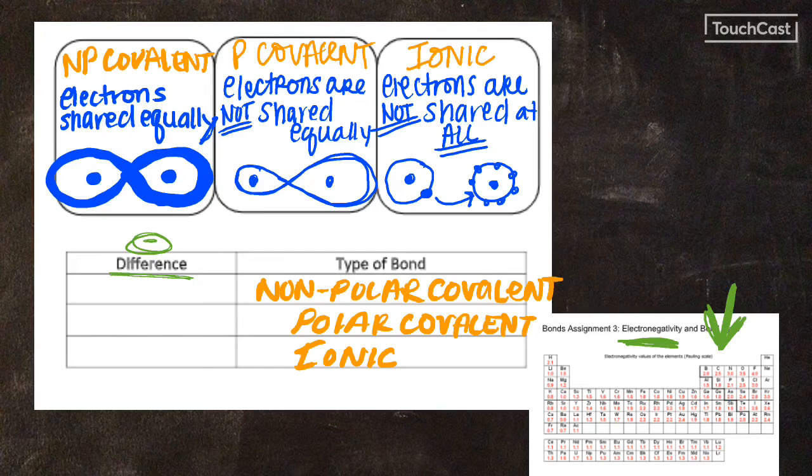If the difference between our electronegativities is between 0.0 and 0.5, we have a nonpolar covalent bond. If our difference is between 0.6 and 1.9, we have a polar covalent bond. And any difference that's greater than 2.0, we have an ionic bond.